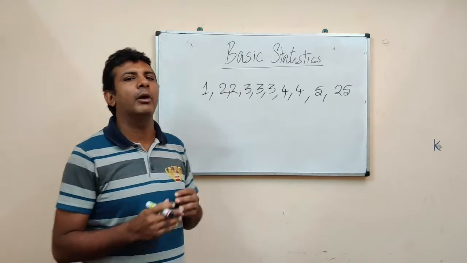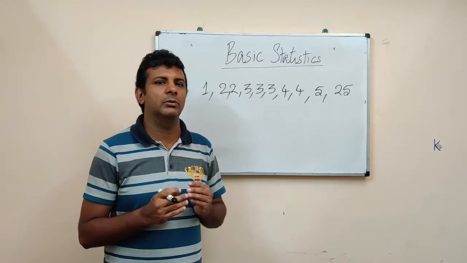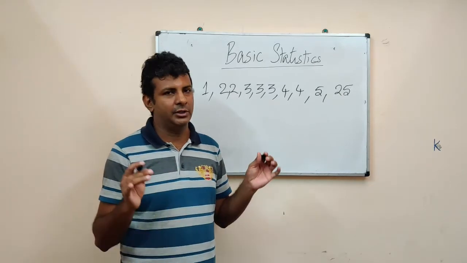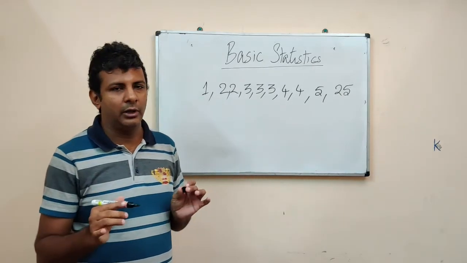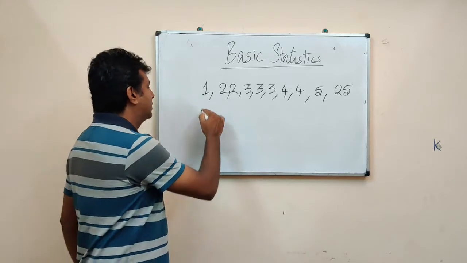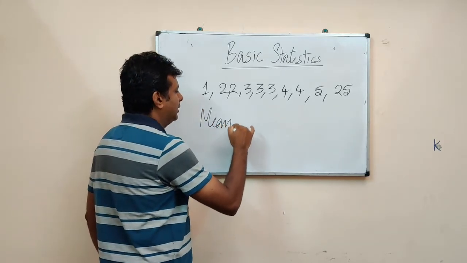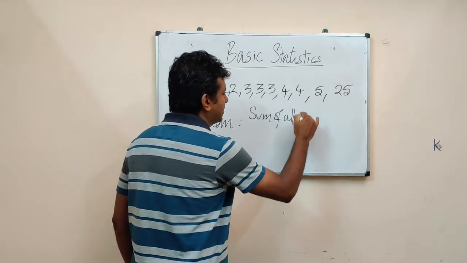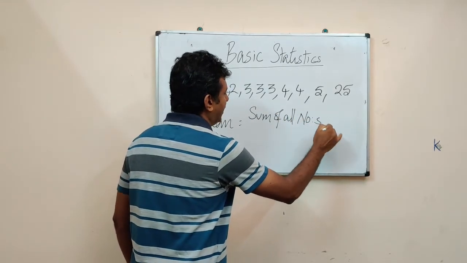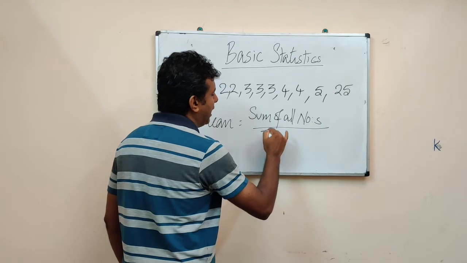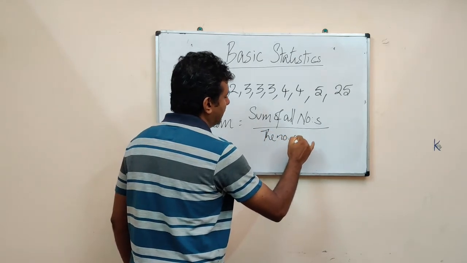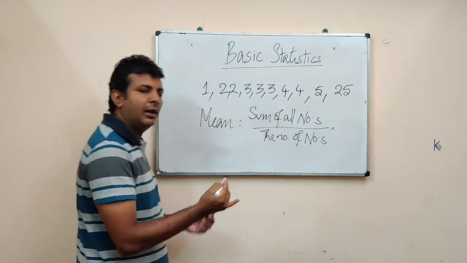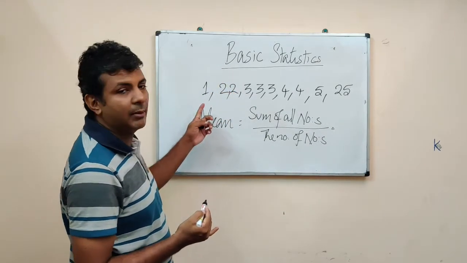The most important term in statistics is what is called mean, or in common man's parlance, average. So mean is what? Mean is the sum of all numbers in the set divided by the number of numbers. Okay. Now let us look at the sum of all numbers in the set. What is the sum of all numbers?